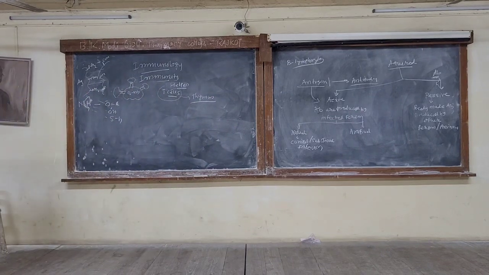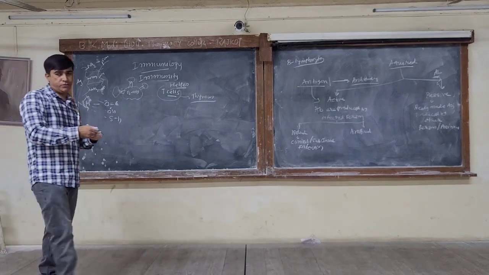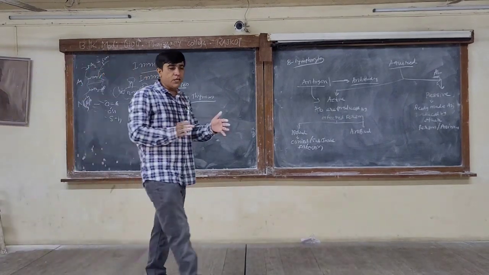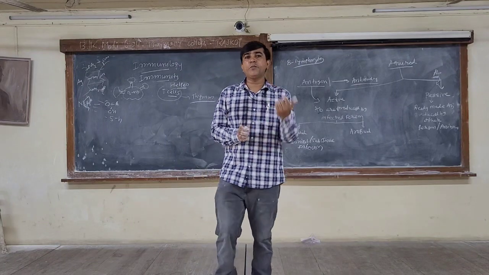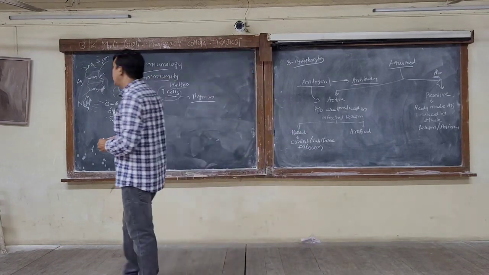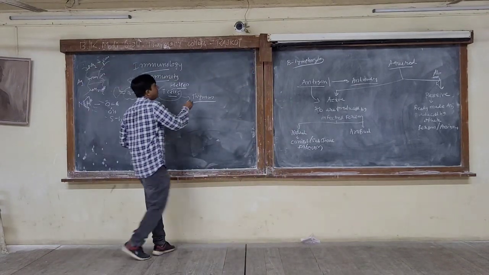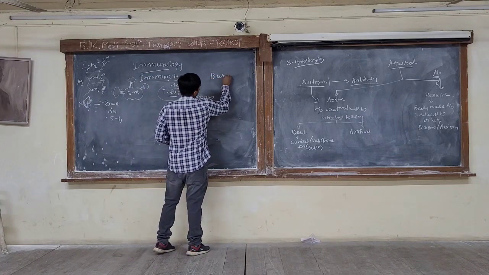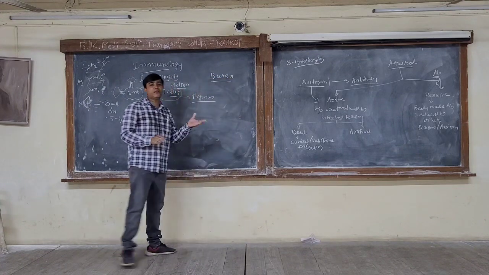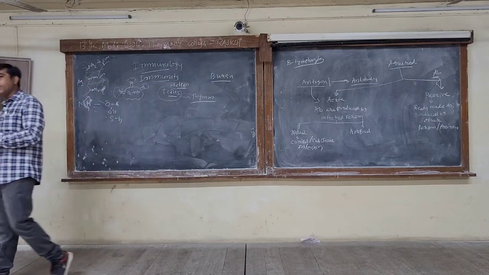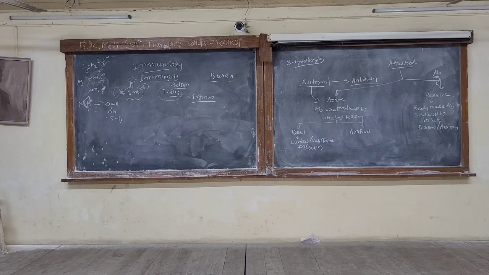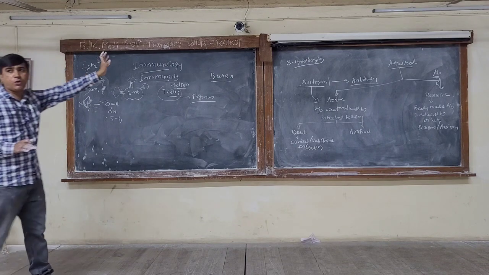When we get infected, the T cells are maturing in the thymus, while B cells remain in the bone marrow itself, they mature there. Initially, these B cells were isolated from the birds, and in birds they mature in the gland of bursa. That's why they are called B cells. In humans, they are maturing in the bone marrow itself, and that's why we call it B cells. While those cells which mature in thymus, they are called T cells.